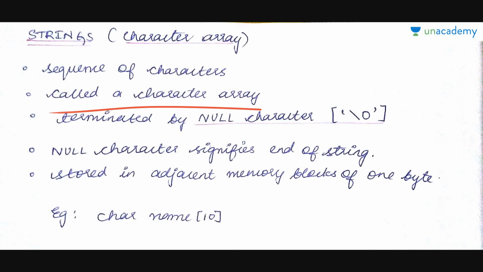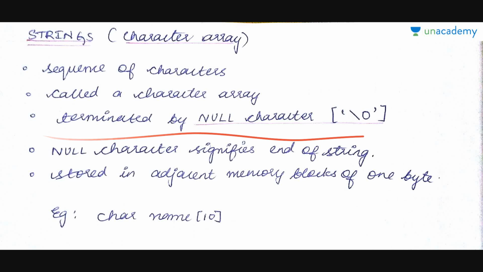Something important in a string which is not in an array is that it is terminated by a null character. You should have a null character at the end of a string. Only then would the compiler know that the string has ended. Otherwise the compiler would not know. A null character signifies the end of the string. It is stored in adjacent memory blocks of 1 byte, and similar to an array, strings also need adjacent, contiguous memory blocks.